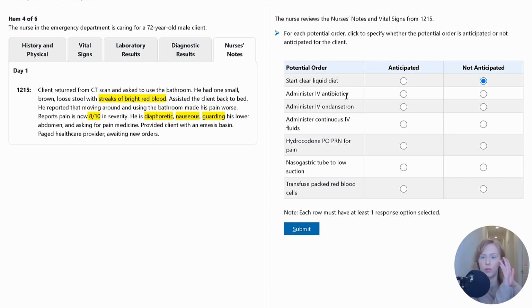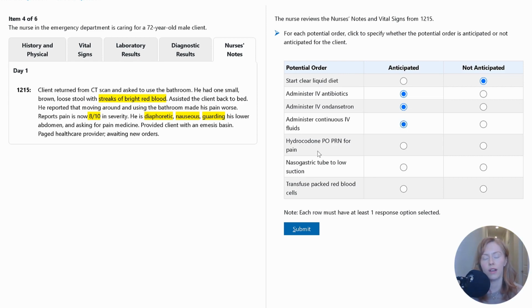And then administering antibiotics. Yes, behind that lumen of the diverticulum, we've got swelling, inflammation. This is the GI tract. It's filled with bacteria. Yes, I'm going to anticipate giving IV antibiotics. IV ondansetron, this is Zofran. He's nauseous. This is indicated. I don't want him vomiting anymore. And then giving continuous IV fluids. We already discussed how elderly clients with vomiting like this are really at risk for dehydration. We want to replace some of that lost fluid. So yes, this is anticipated.